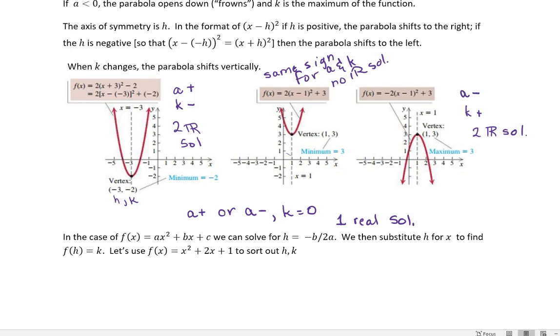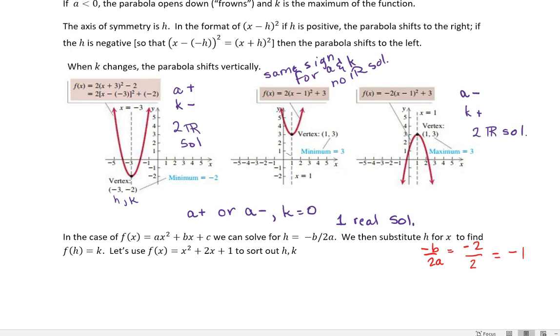I've got x squared plus 2x plus 1, and we're going to sort out what our h and our k is. So first of all, I'm going to go ahead and put this into red, because I'm going to have my minus b over 2a, which is going to equal, well, my b here is 2, so I'm going to have a negative 2 over 2 times 1. I'm not going to do the times 1. It seems silly to multiply by 1 for no good reason. So in this case, I have a negative 1.